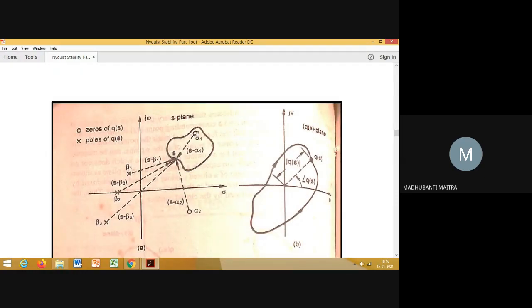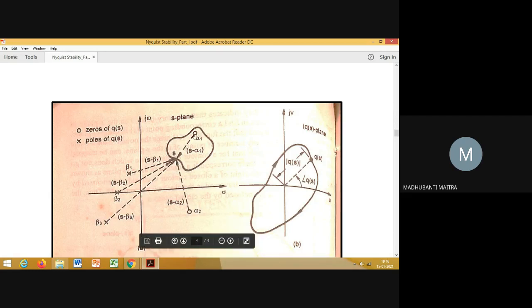Okay, so we have assumed that the closed contour that we have chosen on the S plane encloses one zero of QS, which is alpha 1, right? Now, let's take a point on this contour, as we traverse this contour through this point in the clockwise direction. If this is a point on the contour that we have chosen on the S plane, then we can construct this phasor. So this is S minus alpha 1, this one is S minus alpha 2, accordingly we'll get S minus alpha 3, and so on and so forth.